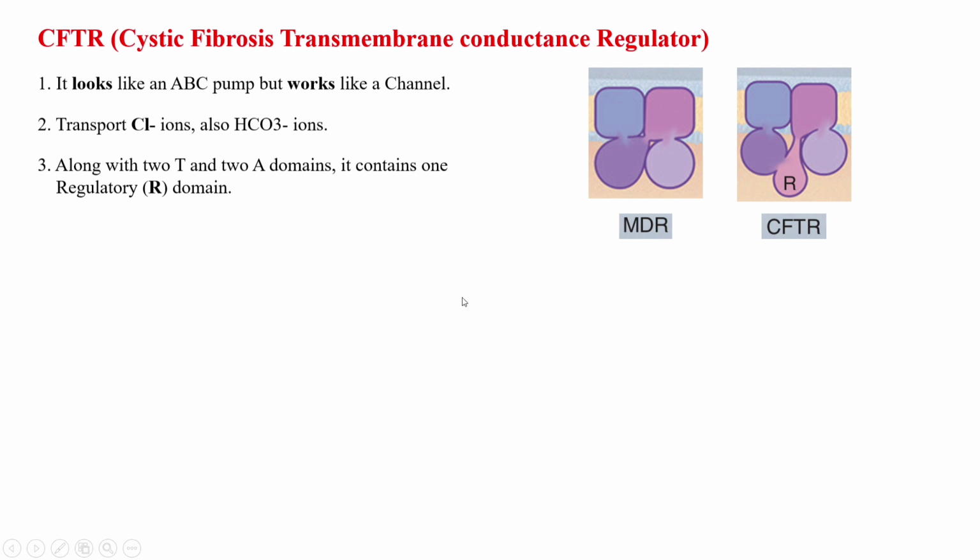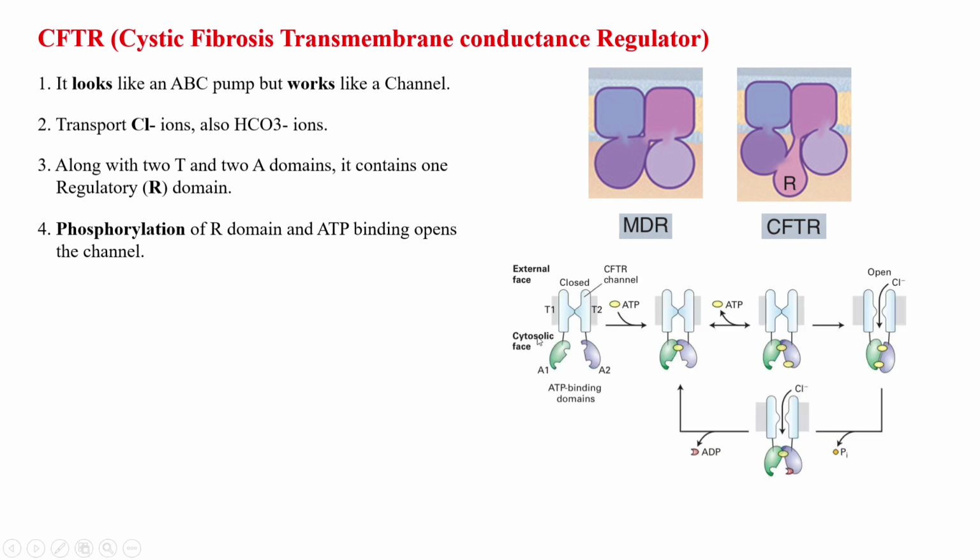Now, what is the significance of this regulatory domain? Phosphorylation of the R domain and ATP binding opens the channel. As you can see, this is the closed conformation and this is the open conformation. When ATP binds with these A1 and A2 ATP binding domains, the channel opens, and the hydrolysis of ATP causes the closed conformation of the CFTR channel.